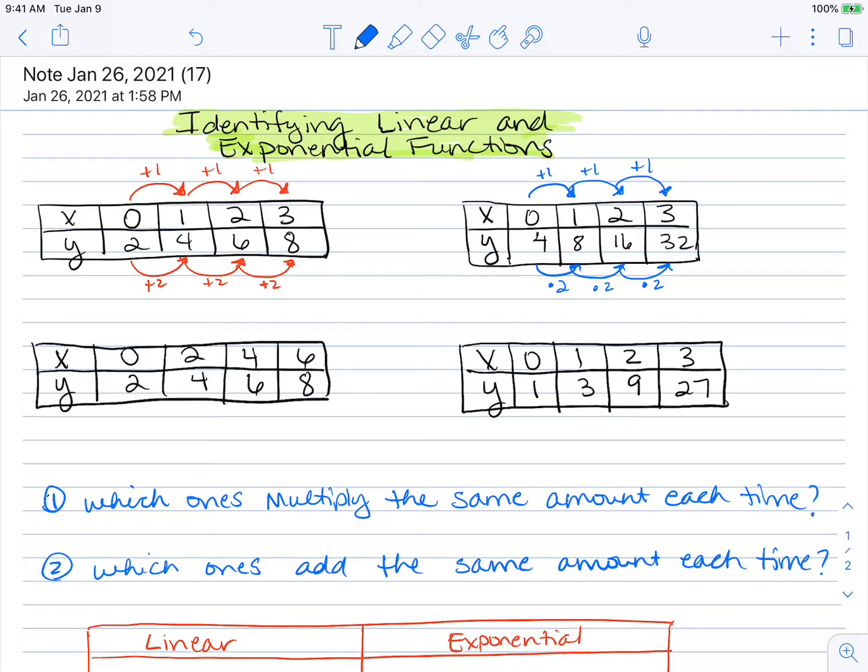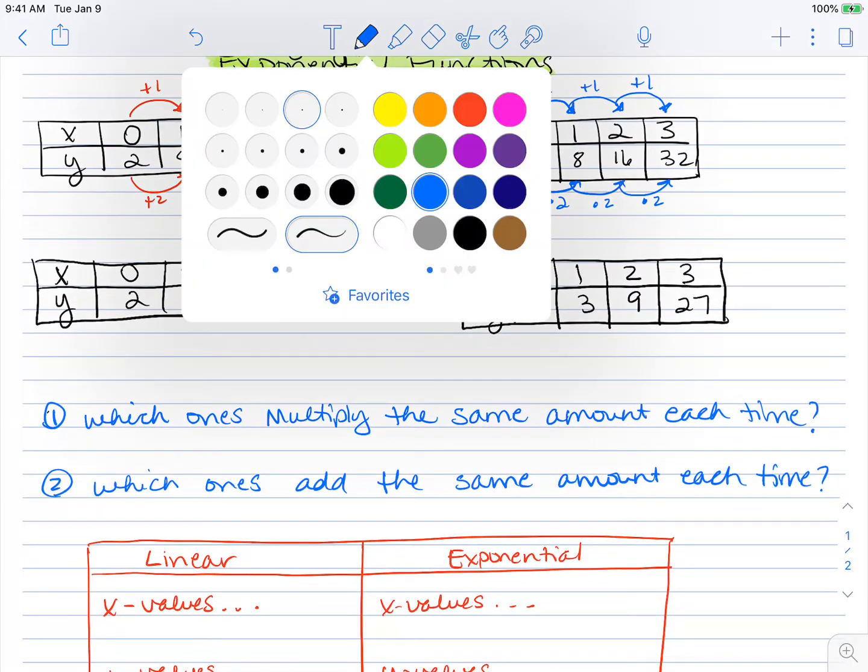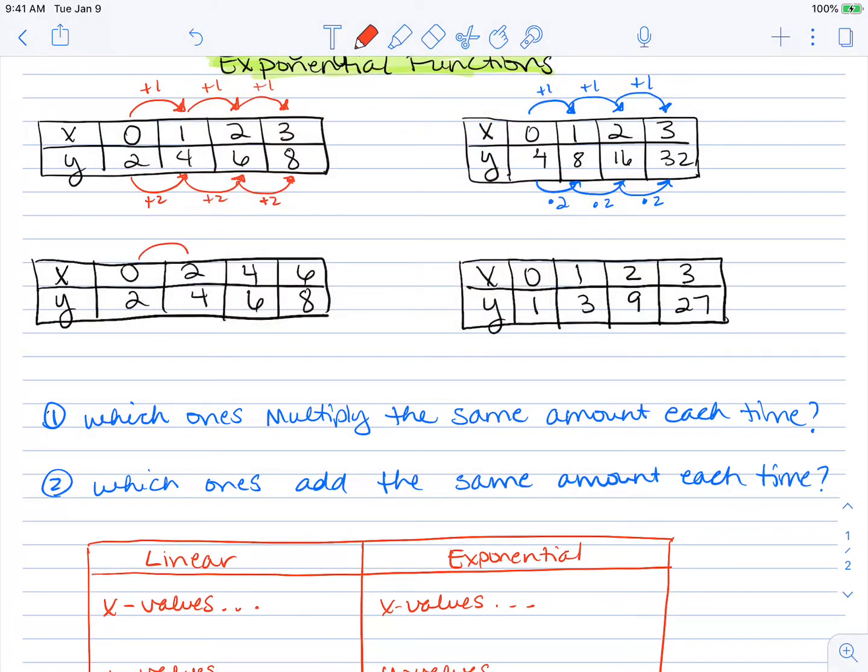All right, well, let's look at the next one. I'm going to look at this one again and say, well, how is it changing from here to here? How is it changing from here to here? And how is it changing from here to here? When I'm looking at it, I'm going 0 to 2, 2 to 4, 4 to 6. Well, it looks like it's adding 2 every time. 0 plus 2 is 2, 2 plus 2 is 4, 4 plus 2 is 6.